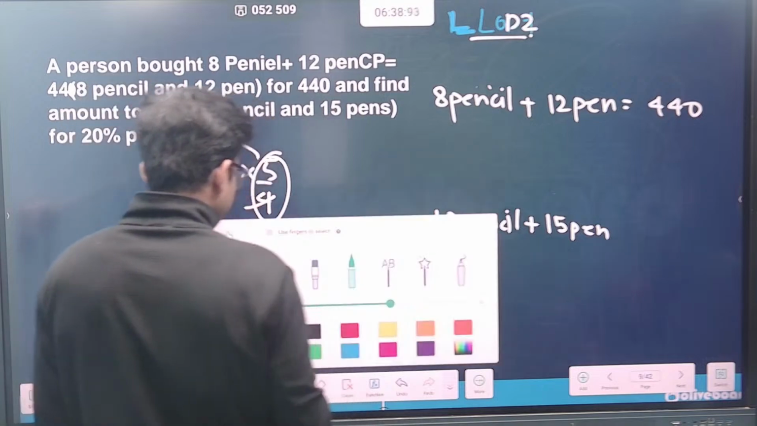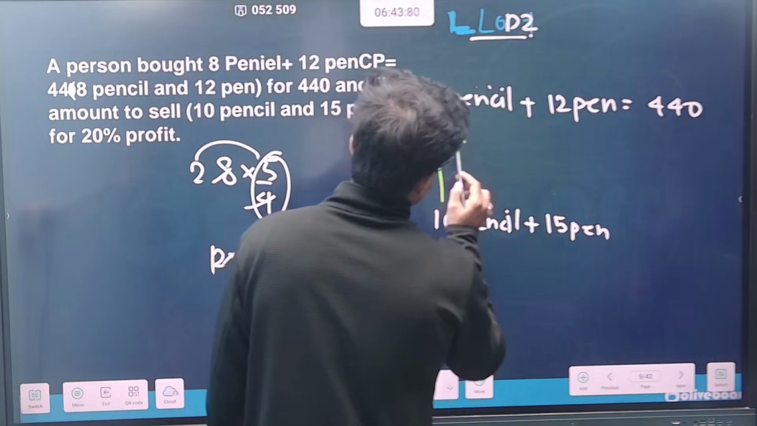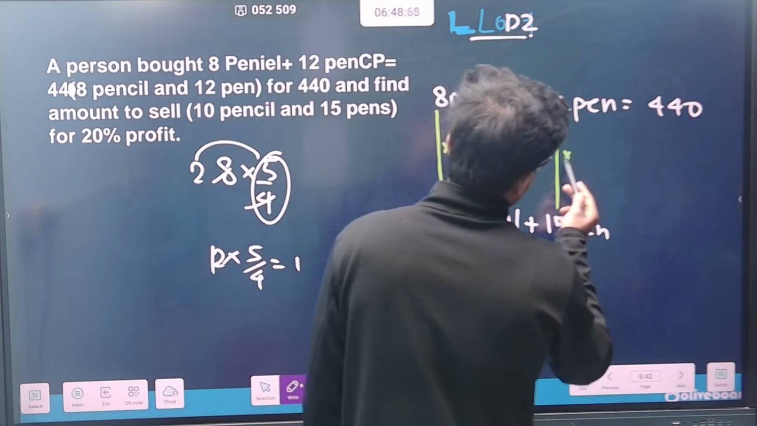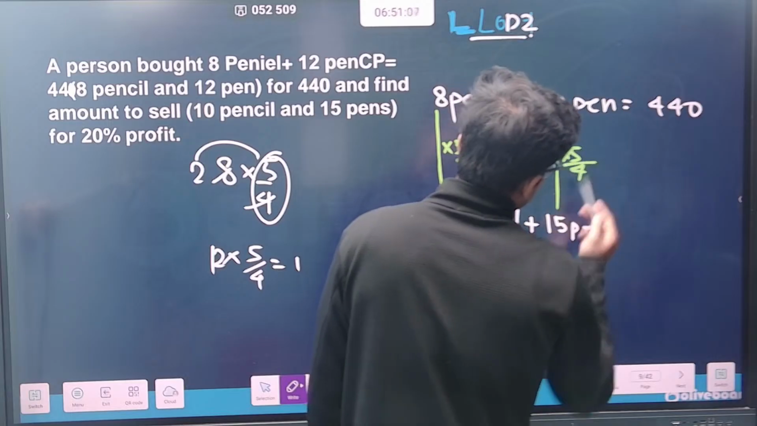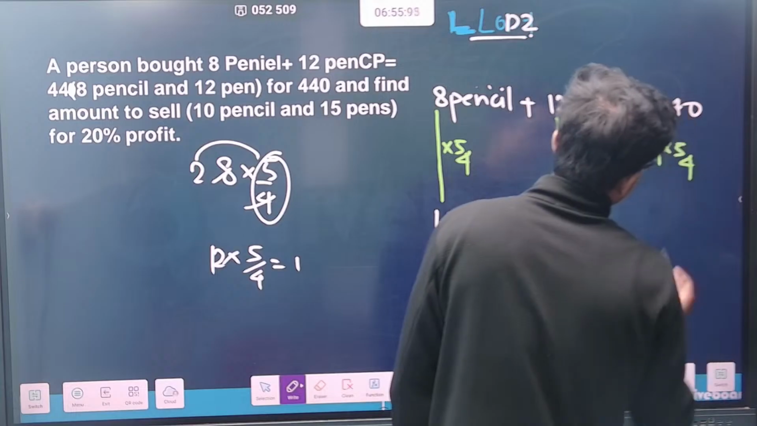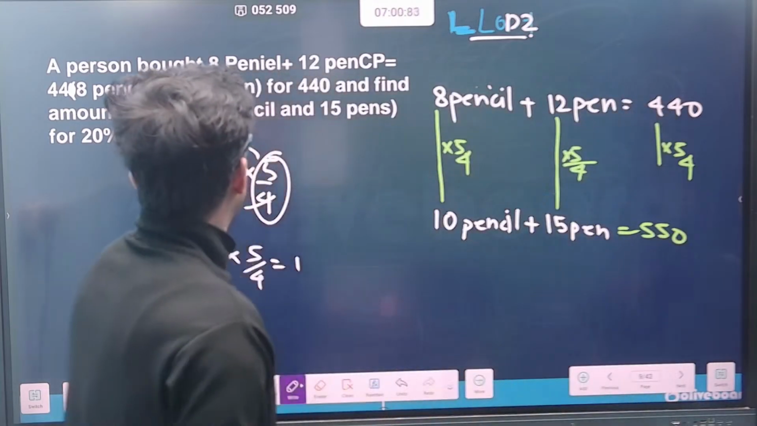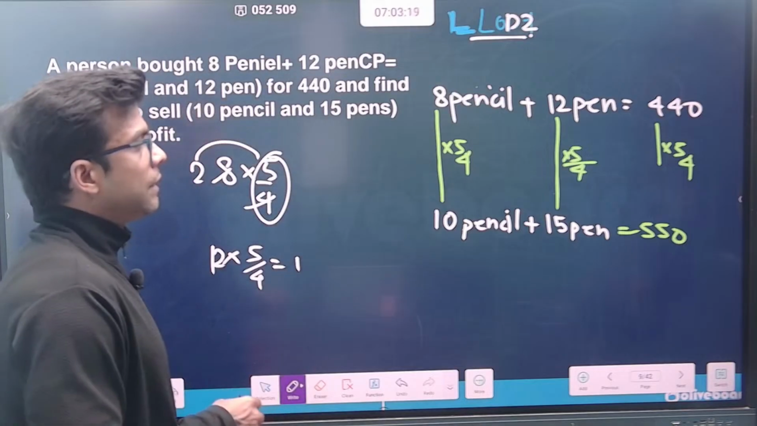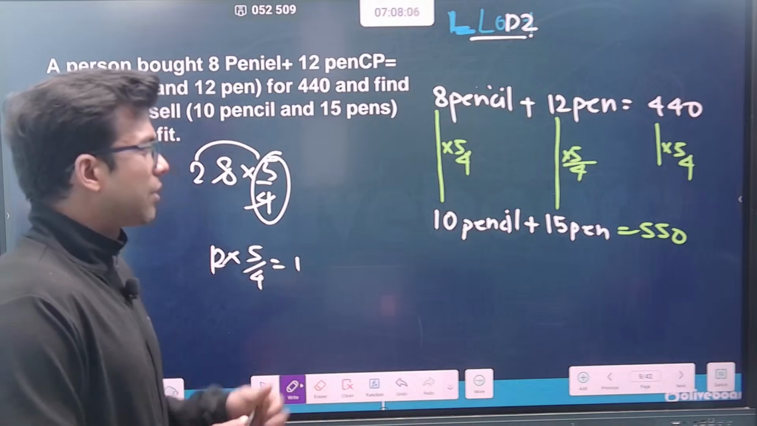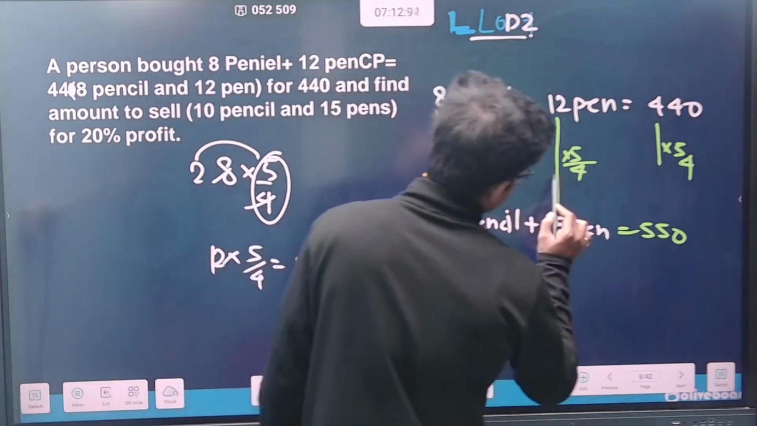So now, everyone listen to this part. If I multiply this 8 by 5 by 4, I get 10. If I multiply this 12 by 5 by 4, again I get 15. So the main value I'll multiply by 5 by 4. Correct. So this will become 550. Find the amount to sell. This is not the amount to sell. This is basically a cost price, because I've just multiplied the values.